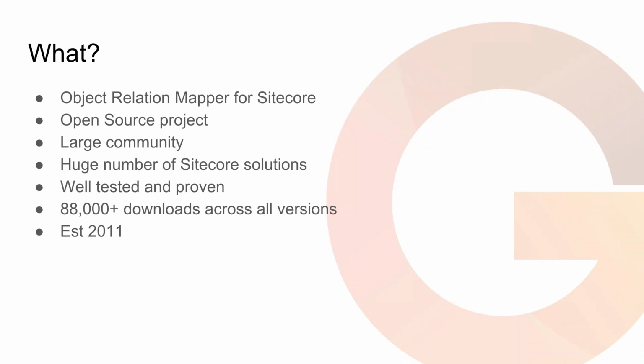As I said, it's got a large community. As you can see there, we've had 88,000 downloads across all versions. So that's from the original Glass Sitecore Mapper, which was the original name of the project before we changed the name about 2-3 years ago. The solution itself is implemented in a large number of Sitecore solutions across the world with some very big deployments as well. So it's very well tested in that sense, and it's very well proven, and it's proved very, very popular. We were also established in 2011, so we've actually now been going for almost 5 years. It was September 2011 we pushed the first release out, so we will be hitting our 5-year anniversary soon. I feel like I should order a cake of some sort.